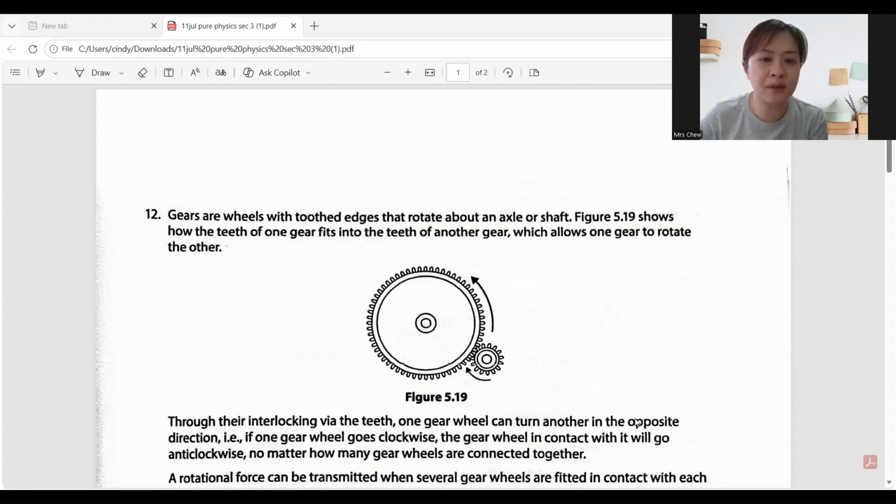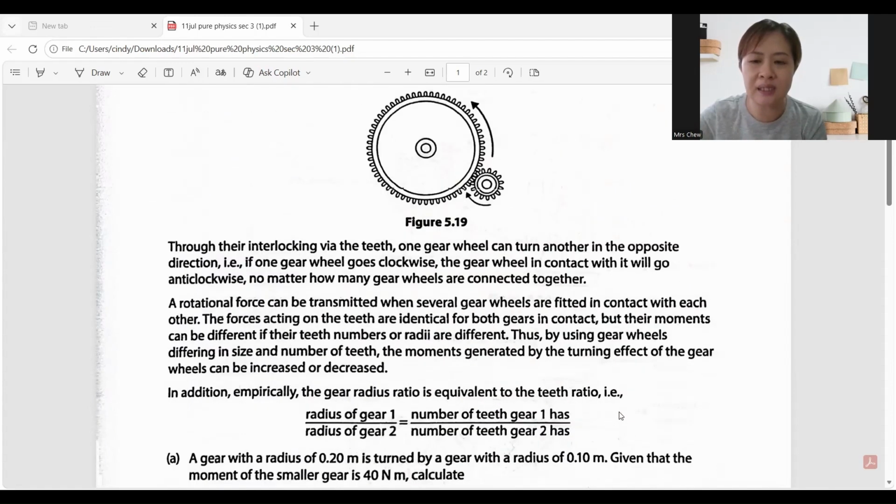Gears are wheels with tooth edges that rotate about an axle. This figure shows how the teeth of one gear fit into the teeth of another gear, allowing one gear to rotate the other. Through the interlocking, one gear can turn another in the opposite direction. So if one gear goes clockwise, the gear wheel in contact will go anti-clockwise. The force acting on the teeth is identical for both gears in contact.